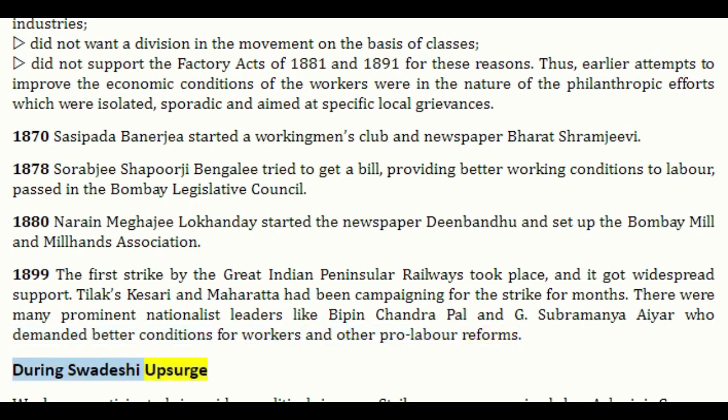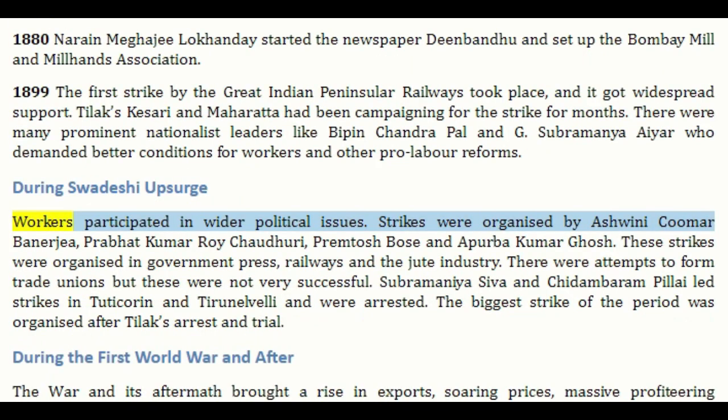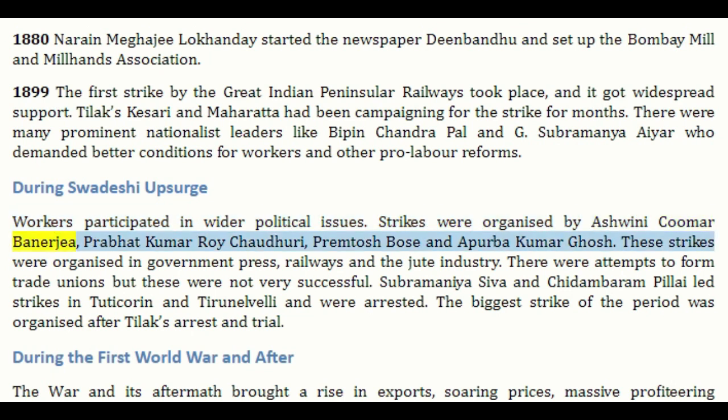During the Swadeshi upsurge, workers participated in wider political issues. Strikes were organized by Ashwini Kumar Banerjee, Prabhat Kumar Roy Chaudhary, Premtosh Bose and Apurba Kumar Ghosh. These strikes were organized in government press, railways and the jute industry. There were attempts to form trade unions but these were not very successful.